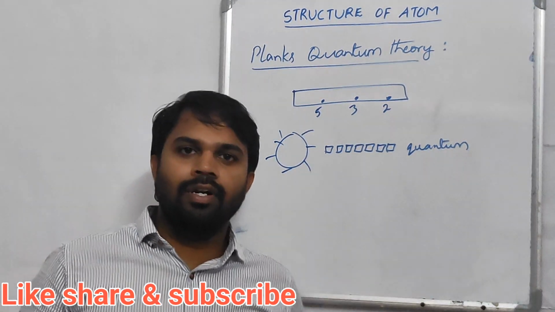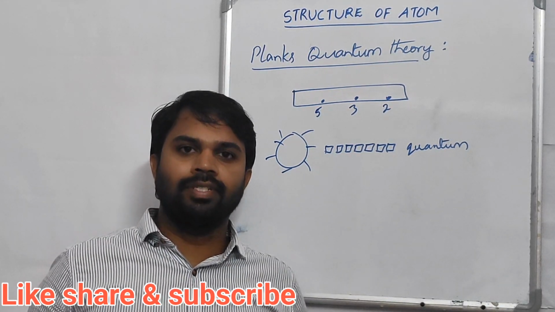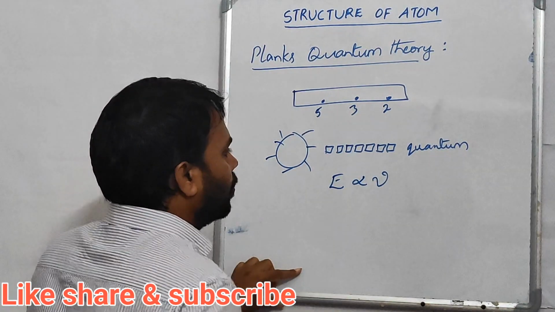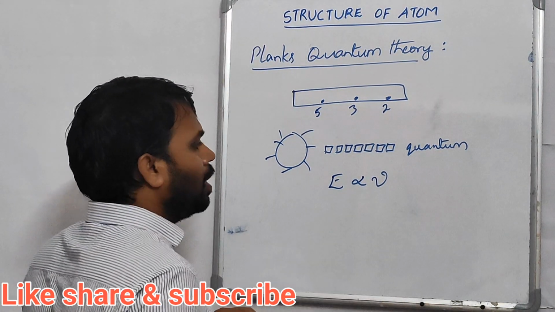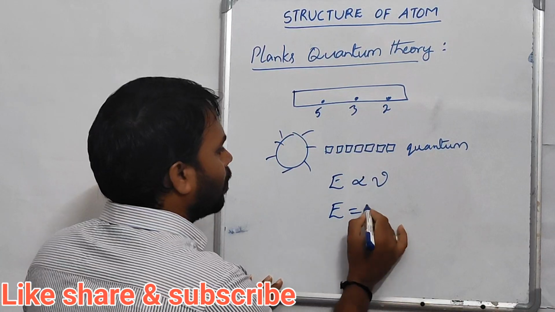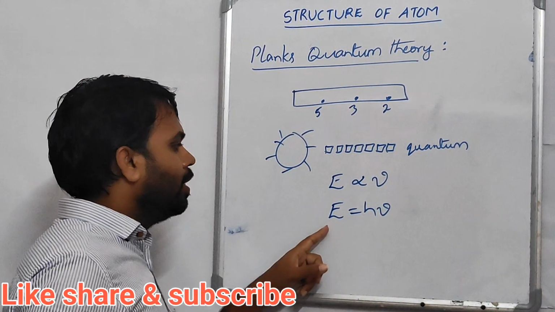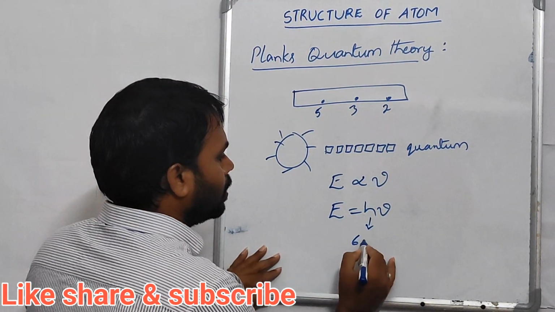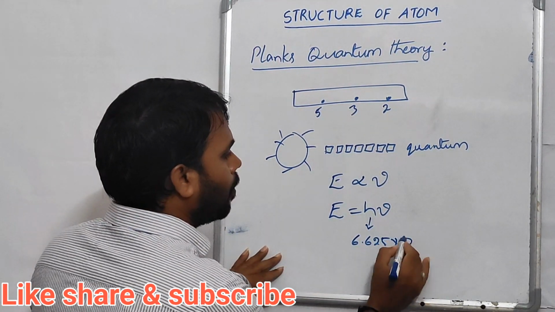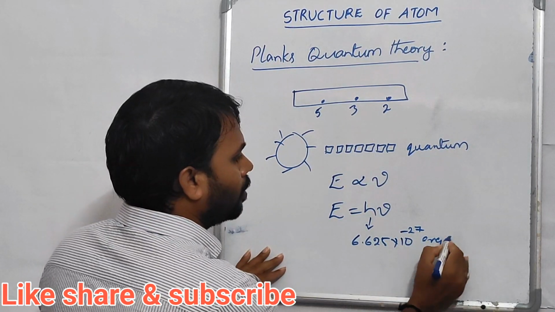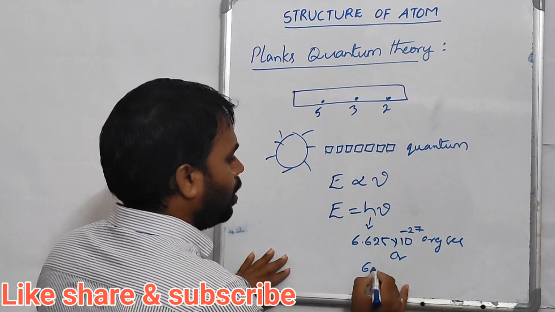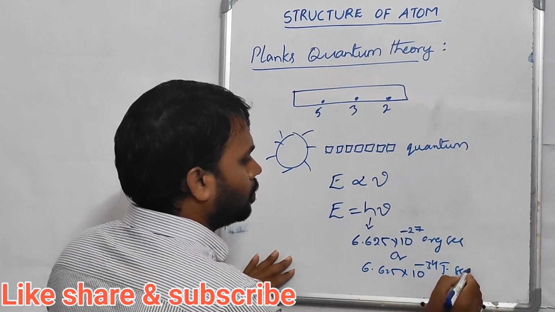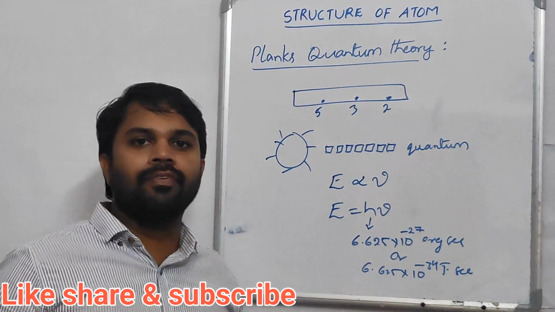The energy of each quantum is directly proportional to the frequency of radiation. That is, E is directly proportional to nu. To remove the proportionality sign, a constant comes in, so E equals h nu. Here, E is the energy of the quantum, h is Planck's constant, equal to 6.625 into 10 to the power of minus 27 erg second, or 6.625 into 10 to the power of minus 34 joule second, and nu is the frequency of radiation.